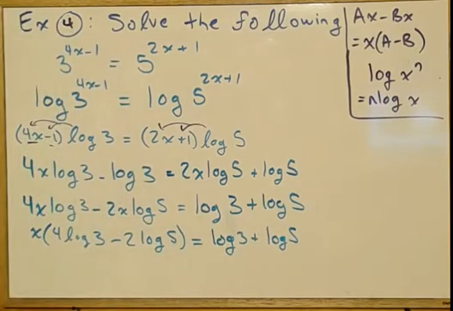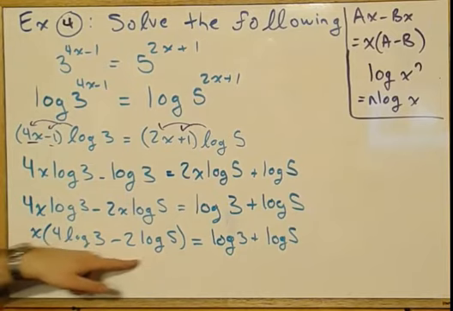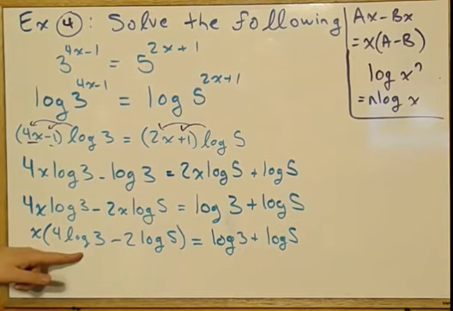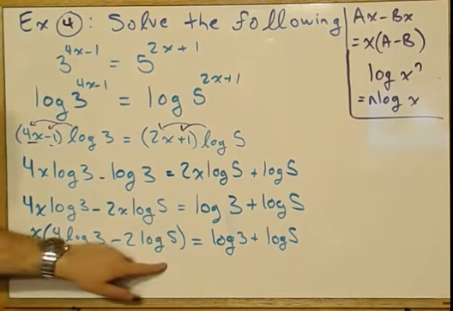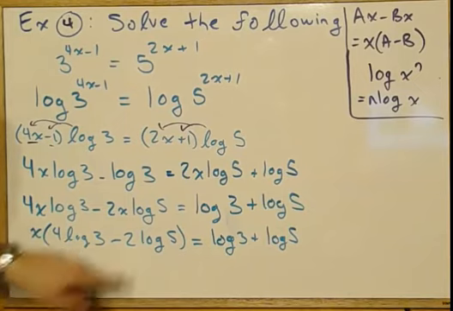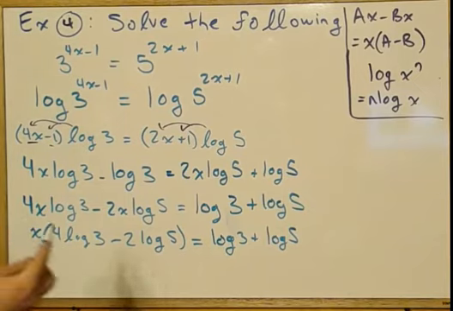Now we want to get the x term by itself. How do we do that? Keep in mind this 4 log 3 minus 2 log 5 is essentially just one number, albeit not so pleasant, but one number nonetheless. It's like some decimal minus another decimal. So we're going to divide both sides by 4 log 3 minus 2 log 5.